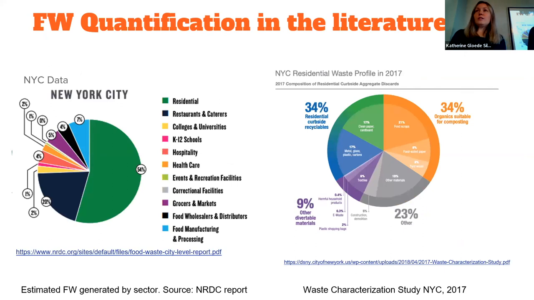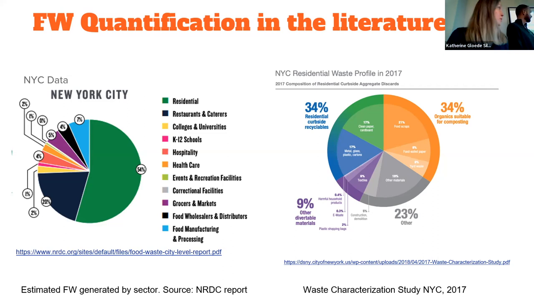In the literature, that topic is somewhat researched. Two main sources for us were the report produced by the National Resource Defense Council. That's the first graph on your left. They did an assessment of food waste in New York City and determined that 54%, that's the green portion of it, is the residential food waste. So waste produced by every one of us in our households.